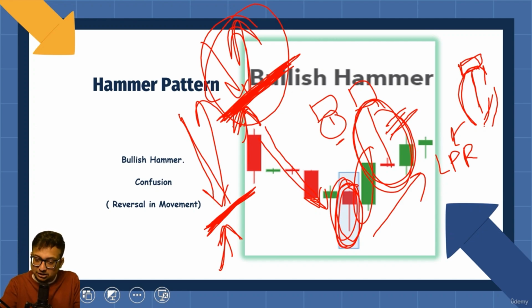So the bigger the lower price rejection is, the success rate of the hammer will be higher. Simple as that. The bigger the LPR is, the success rate of the hammer will be higher.